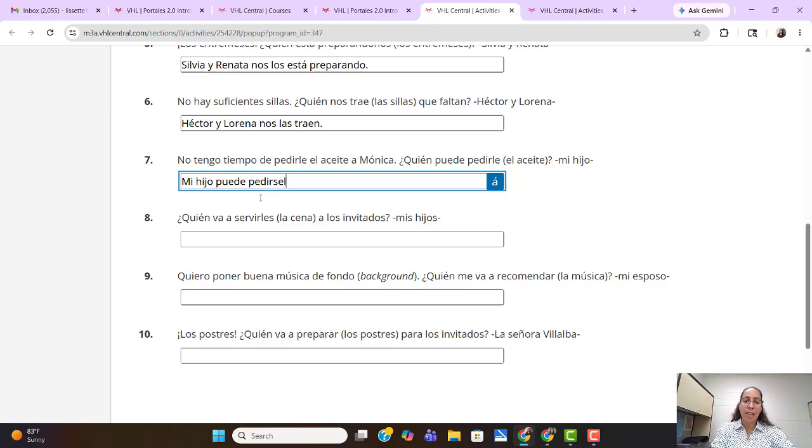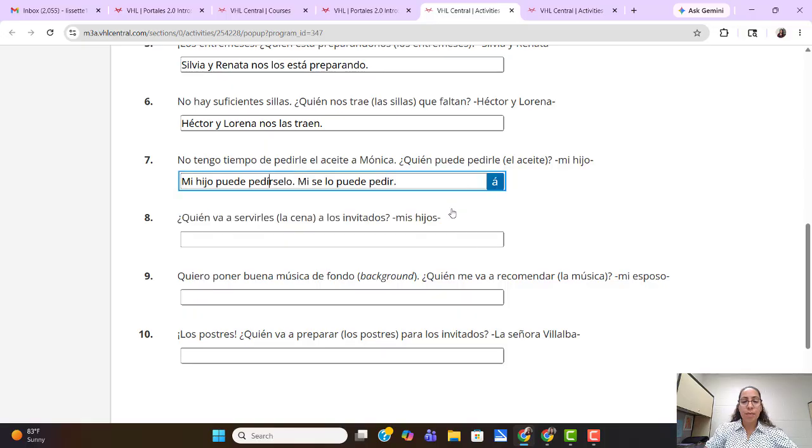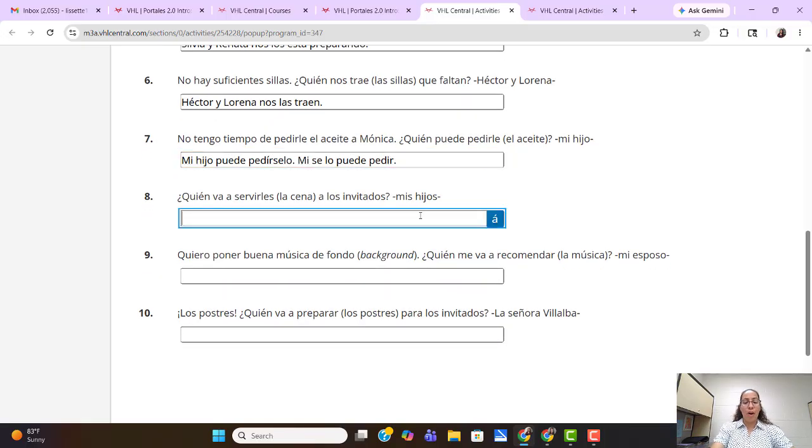For some reason, I'm attaching. I don't know, it just kind of happened that way. But the other version was mi hijo se lo puede pedir. So attaching can be quite natural. You would need to count backwards here and say pedírselo. Pedírselo.